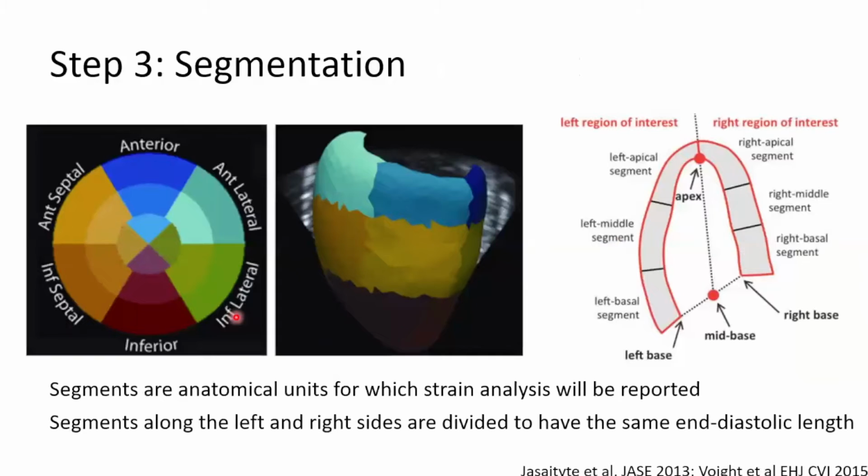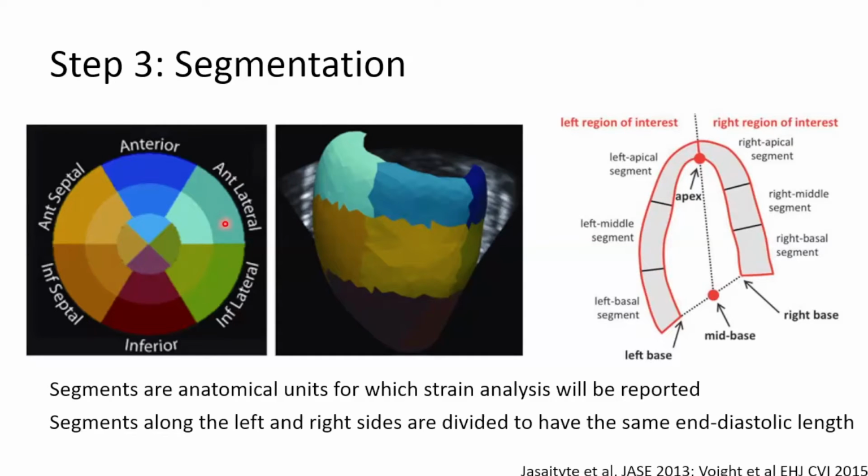The next step is to segment the regions of interest that you've defined. Segments are basically the anatomic units for which strain analysis will be reported. And this is one of the advantages of strain, that we can look at segmental or regional function, which we're not able to do with LV ejection fraction. The segmentation is based on what we typically think of as the usual 16, 17, or 18 segment model.